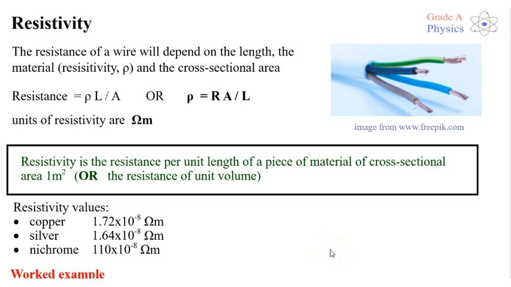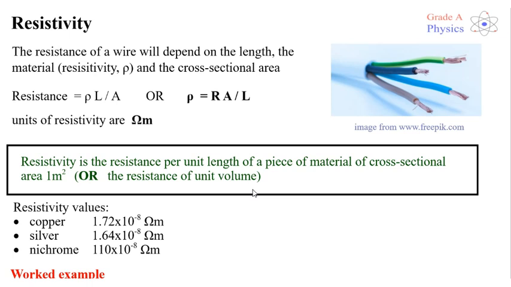We need to know the definition, and the definition is based on this relationship here. So the resistivity is equal to the resistance per unit length, R over L, if we have unit cross-sectional area, or a cross-sectional area of 1 meter squared. So that's our standard definition, the resistance per unit length of a material with a cross-sectional area of 1 meter squared.